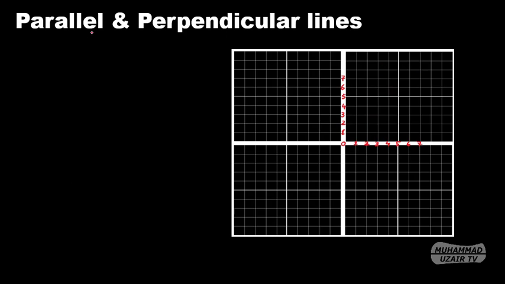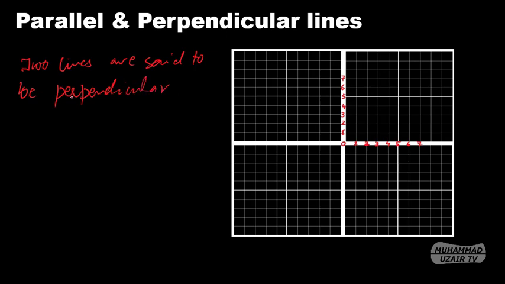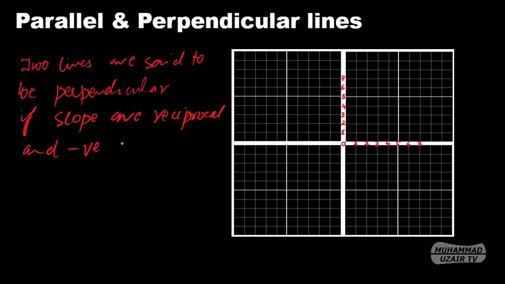Now, what is a perpendicular line? Two lines are said to be perpendicular if one slope is the reciprocal and negative of the other.